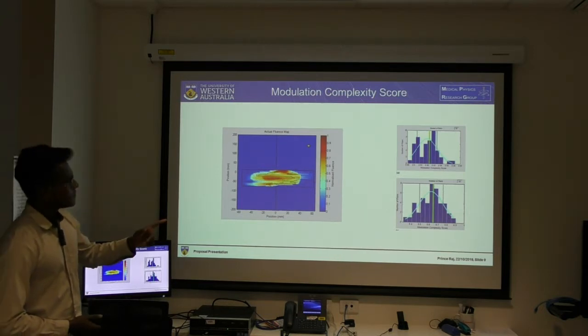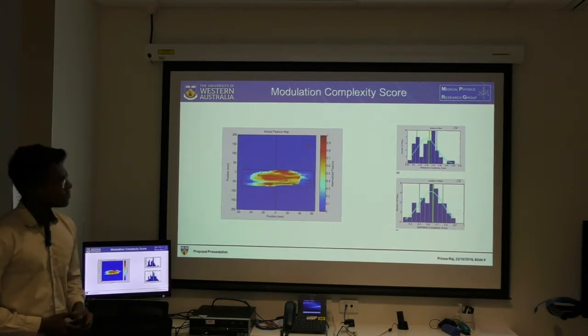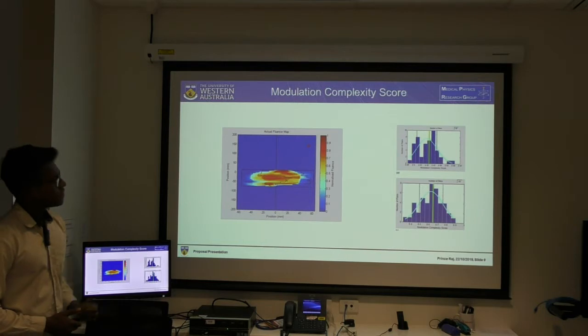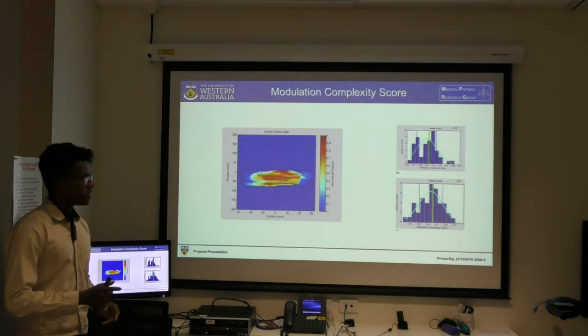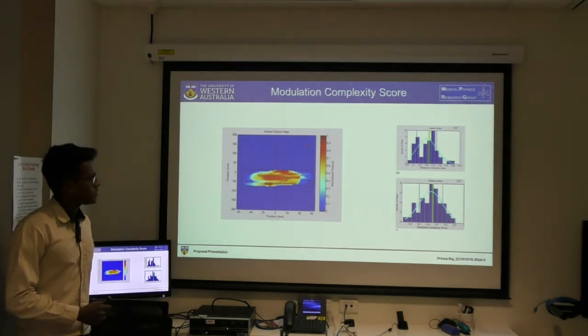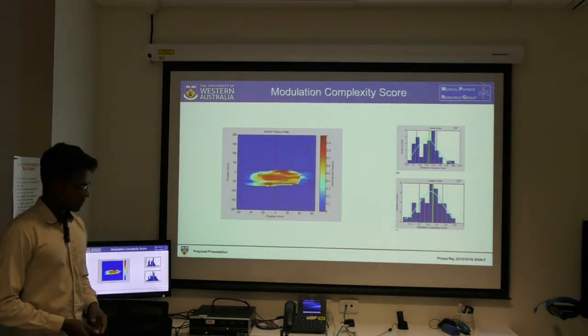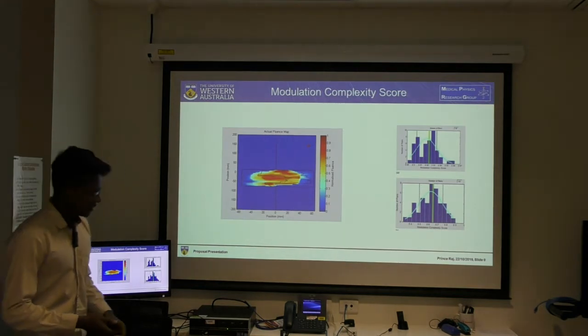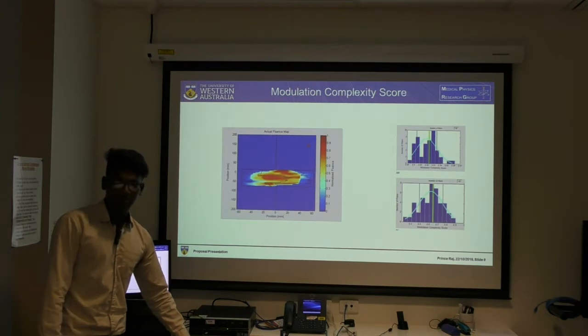That graph shows the modulation complexity, the top one for a breast plan and the bottom one for lung. For the breast plan, you can see the MCS lies in the range between 0.8 and 0.9. So you can have a range for site-specific, organ-specific treatments, and that can be used as a threshold for defining pre-treatment QA for other organ-specific sites.